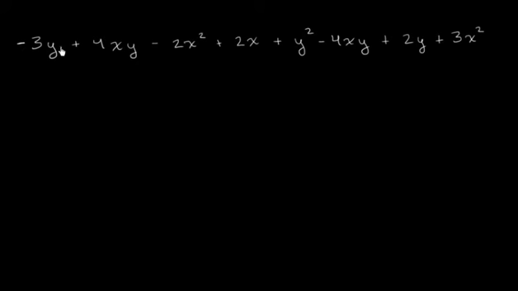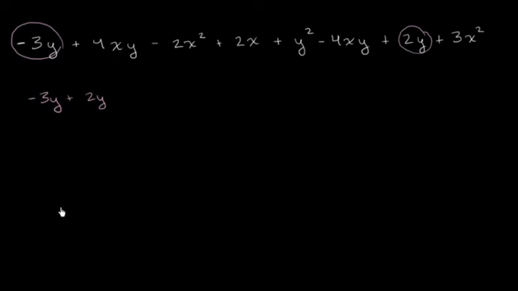So first, let's think about the y terms. So you have a negative 3y there. Do we have any more y terms? Yes, we do. We have this 2y right over there. So I'll just write it out. I'll just reorder it. So we have negative 3y plus 2y.